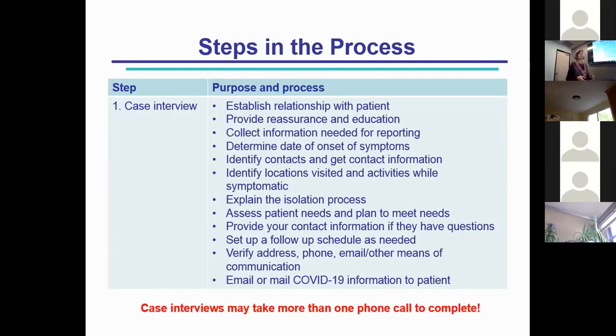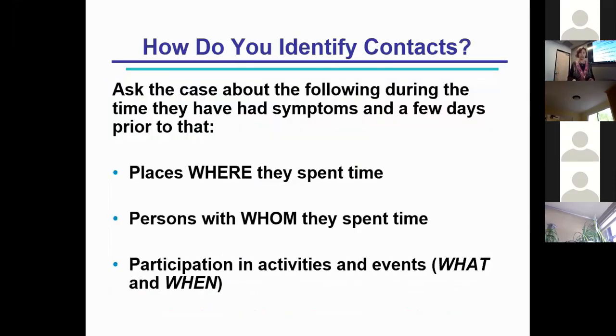And this may take more than one phone call, especially if people are quite ill. It could take some time to get in touch with that person. If people aren't forthcoming with information, it may take a couple more phone calls before they feel that they can trust you. So how do you identify contacts? As we said, places where they've spent time, people with whom they have spent time, and what activities and events they may have participated in during the period they've been infectious.